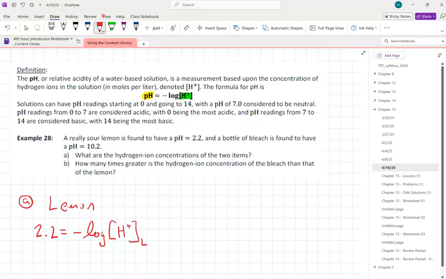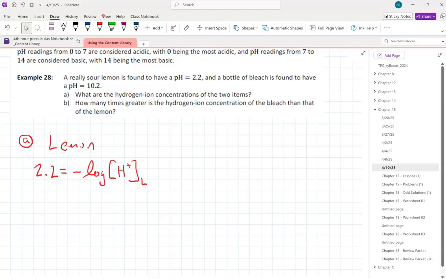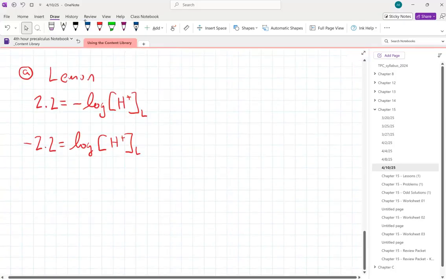I'll put a little subscript on that of an L for lemon. So to solve this, what's the first thing I need to do? Not yet, because there's a coefficient in front of it. Yeah, I got to get rid of that negative. I got to move that over. And then we're going to get rid of the log. What do I need to do to both sides to get rid of the log?